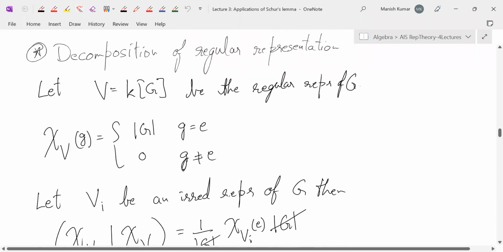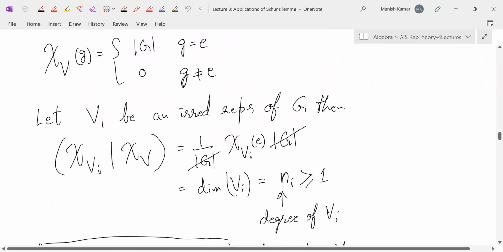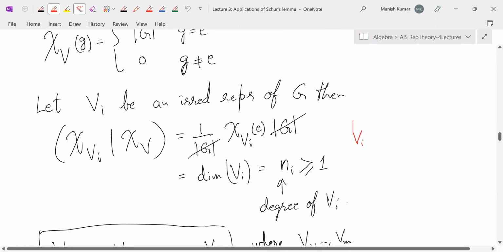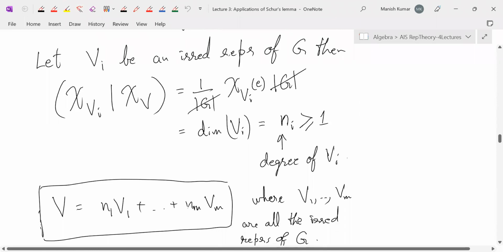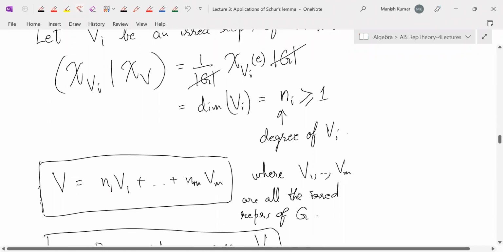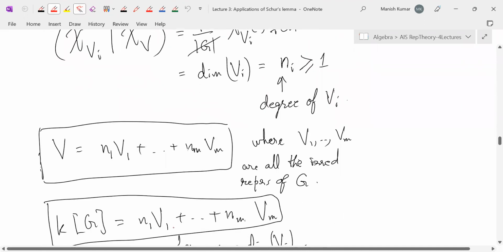So that also tells you that there can be only finitely many irreducible representations. Let me write it down. So what happens is in the regular representation Vi will appear Ni times. So Kg is N1V1 plus N2V2 up to NMVM.